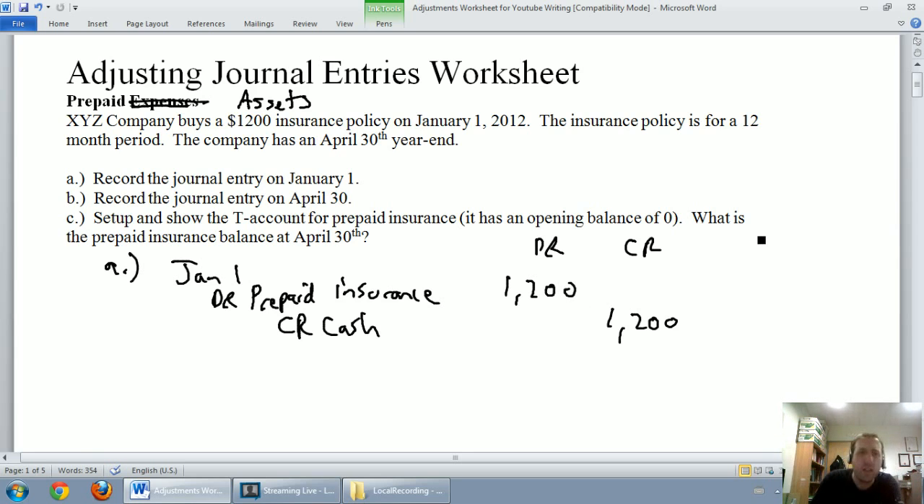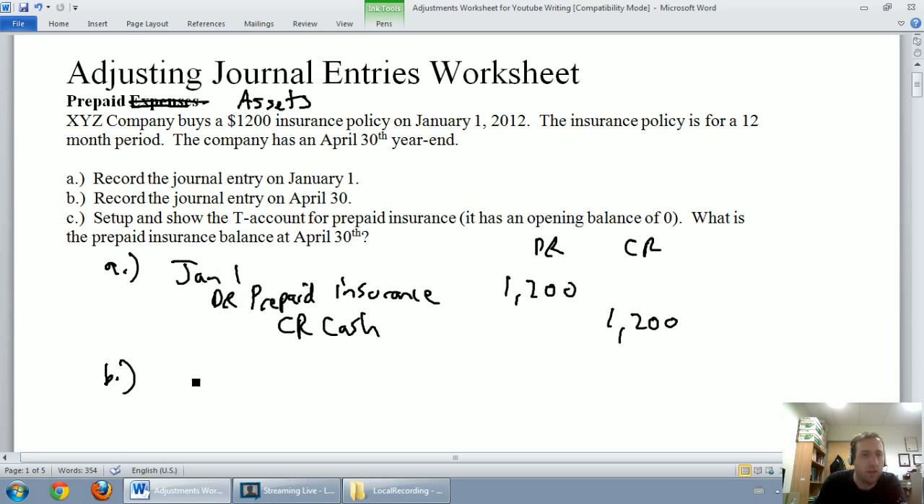Now, the topic of the day today is adjusting journal entries. What we've just done is not an adjusting journal entry. This is a simple transaction. We're debiting an asset. We're paying cash for it. Nothing crazy yet. Our next journal entry is our adjustment.